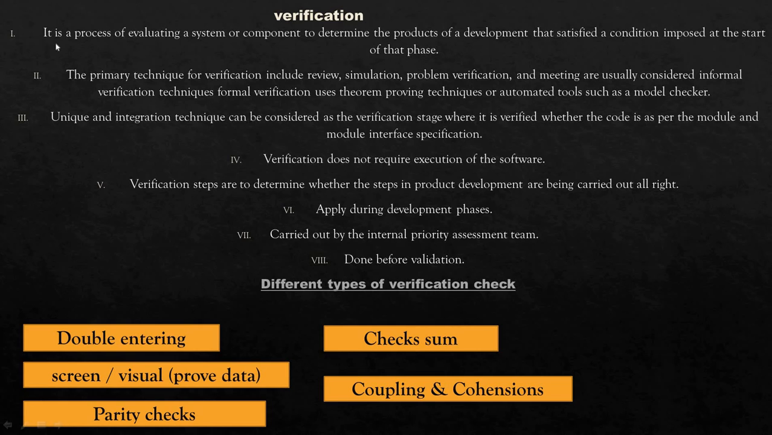Then seventh point, carried out by the internal quality assurance team. Then eighth point, done before validation. Then different types of verification checks. Double entering, screen, visual, then a priori checks, checksums, coupling, and cohesion.